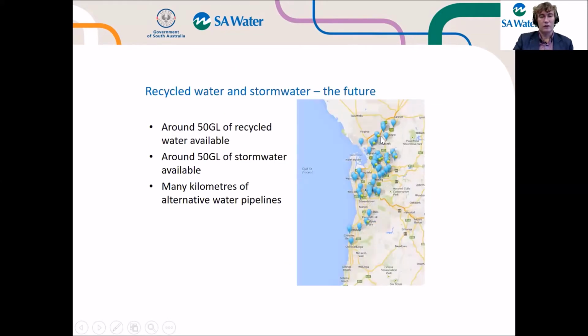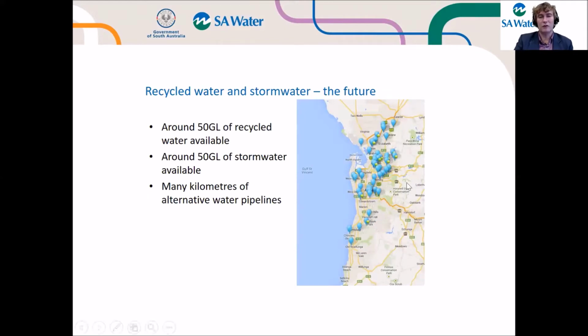So recycled water and stormwater, the future, as I see it. And again, this is just a potential future, I suppose I should say. It's not SA Water's view that this will happen, but this is just an example of one of the things that we're looking at. So we have around 50 gigalitres of recycled water available, which, if not used, goes out to sea. And we have 50 gigalitres of stormwater available. Again, if it's not harvested and used, then it goes out to sea. And with the existing recycled water and stormwater systems that we have in place, there's a lot of pipe work already in the ground.